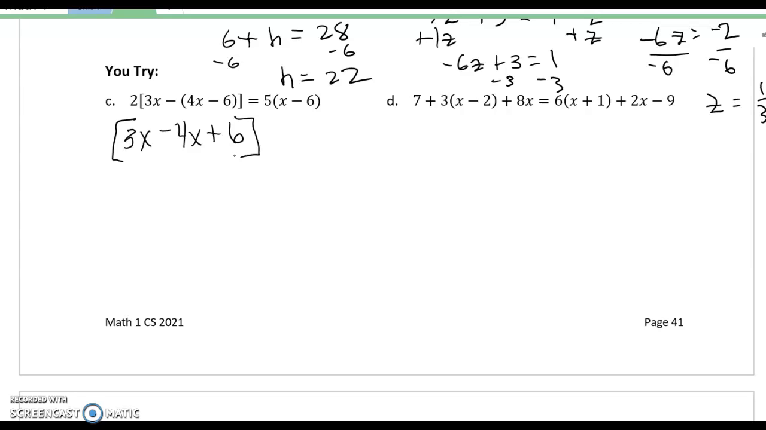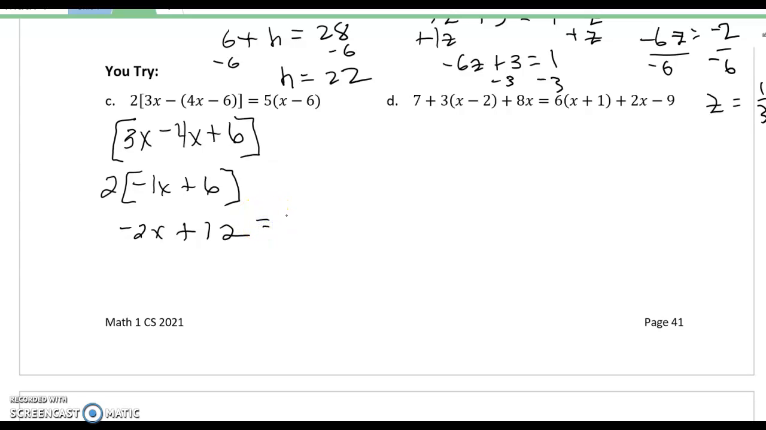Again, I'm not distributing a 2 right off the bat. We have to start with the innermost parentheses, distribute the negative, bring over the 3x inside the brackets, and combine like terms, still inside the brackets. Now I'm going to bring down that 2. Now I'm going to distribute that 2. Now the left side is totally simplified.